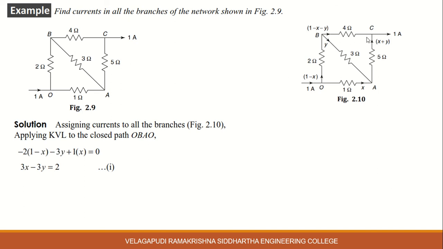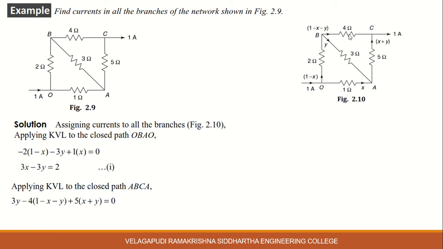Now coming to the second closed path. Apply KVL to this closed path A, B, C, A. From node A to node B, current Y is flowing from node B to node A. Here it is the clockwise direction. Current flows from higher potential to lower potential, so for the voltage drop, it is minus to plus, a rise in voltage, 3Y.